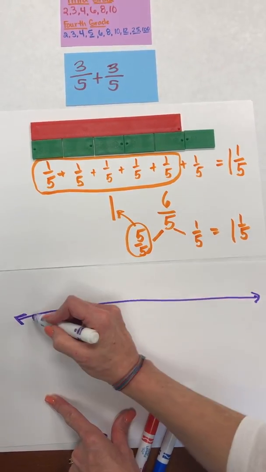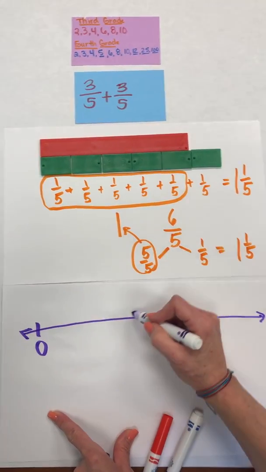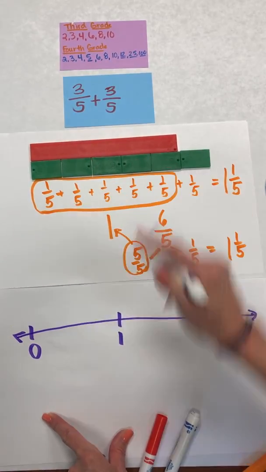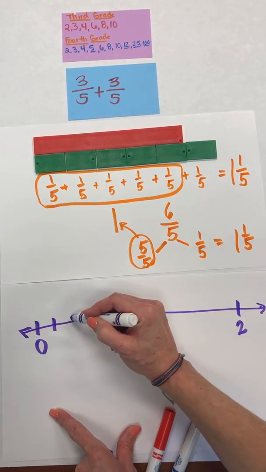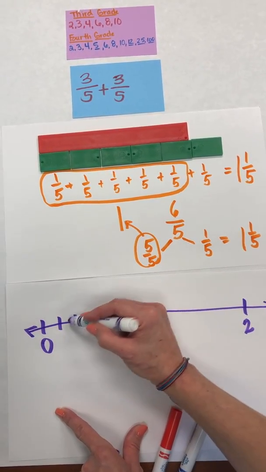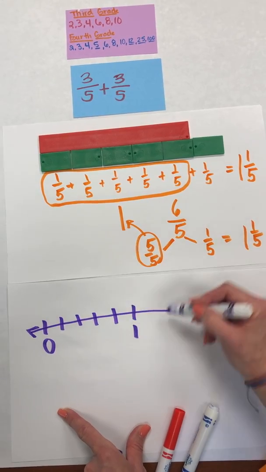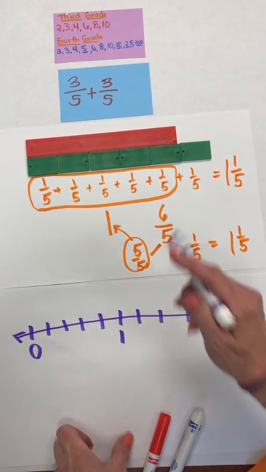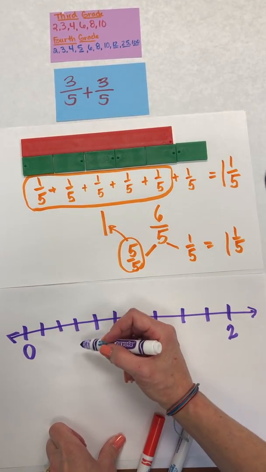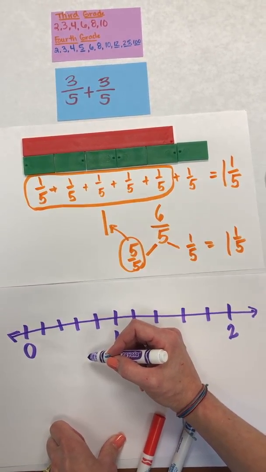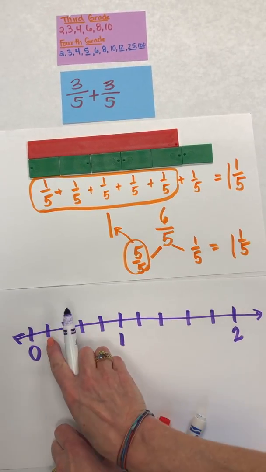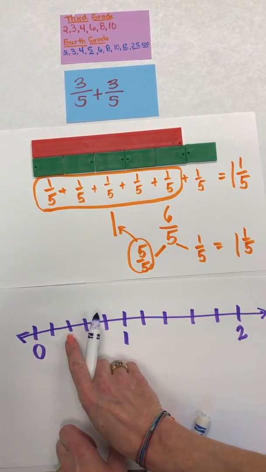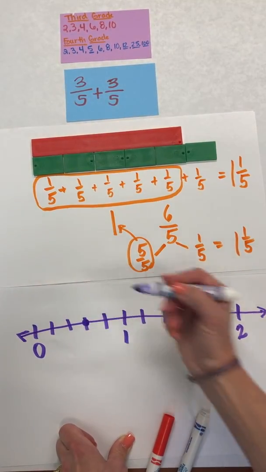All right, so my number line is going to go to 2. And then I have fifths, so I'm going to divide each part into fifths. So that's 1, 2, 3, 4, 5. 1, 2, 3, 4, 5. Okay, so I'm going to start at 3/5. Remember, in 3rd grade, students learned how to partition number lines, so this should not be too challenging for them. So I'm going to go to 3/5, 1/5, 2/5, 3/5. So that's where I'm starting.